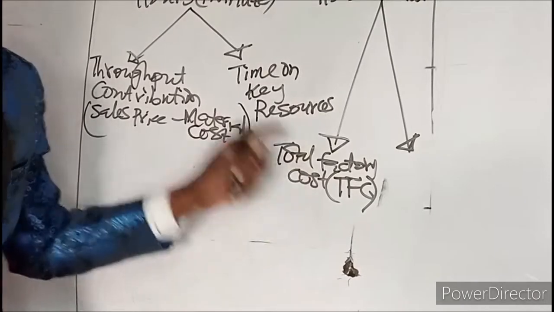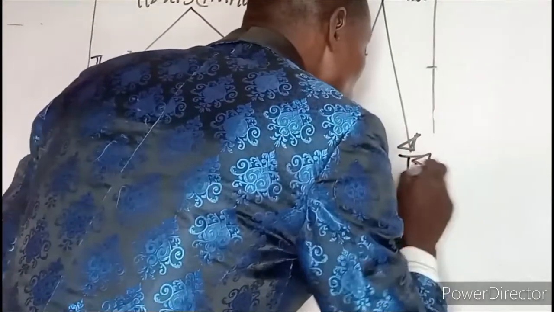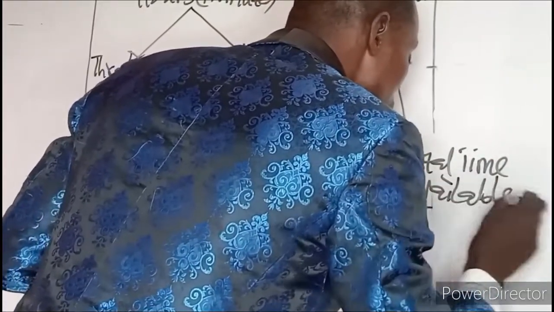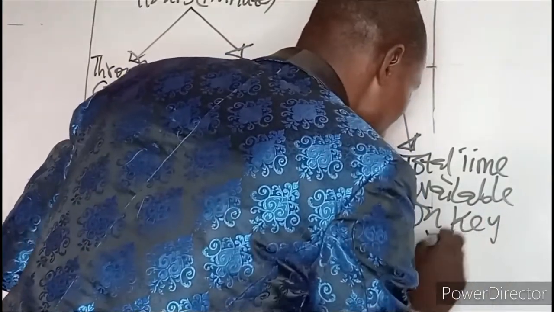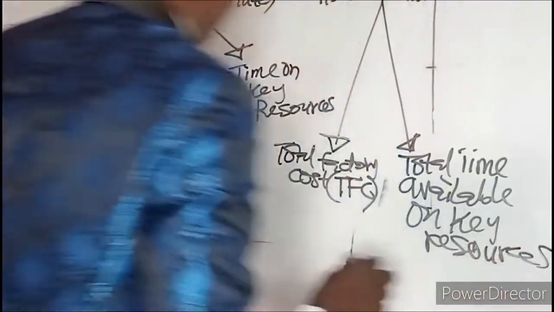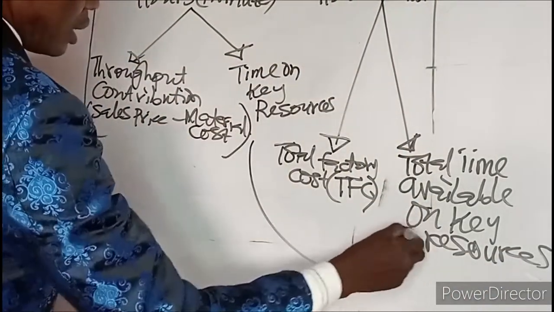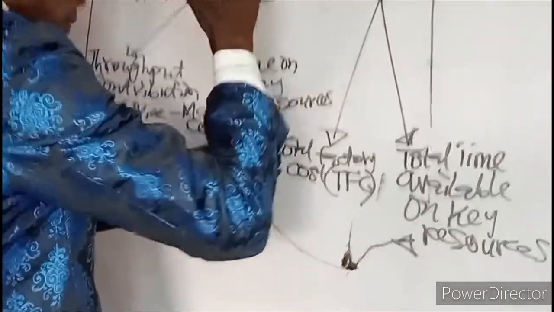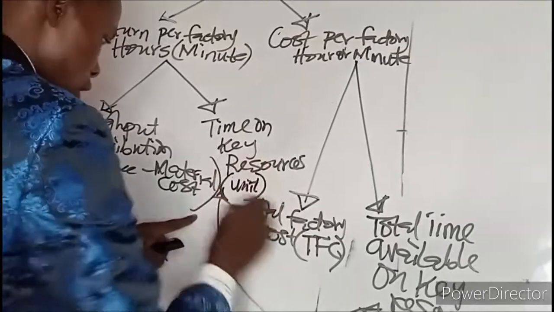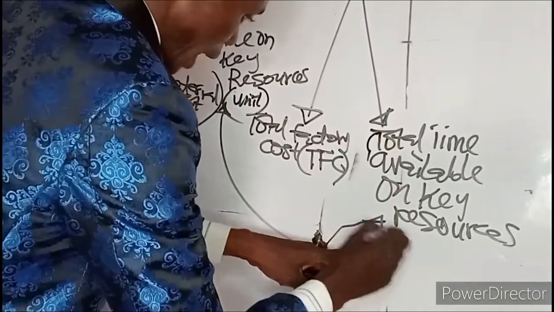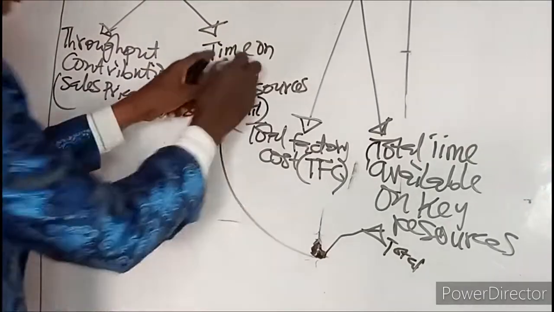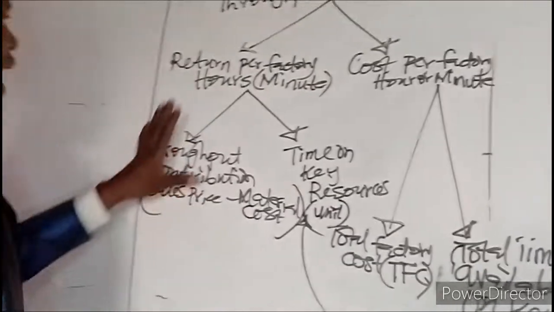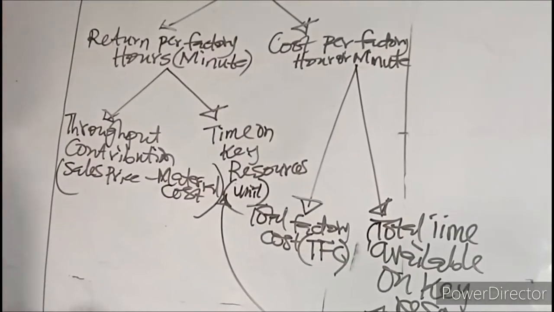Then you also need total time available on key resources. So what is the difference between this and this? This one is time for a unit, time per unit. This one is total. Take note. This one per unit. And that will be provided in the question. So, these are the variables required to compute your throughput accounting ratio.